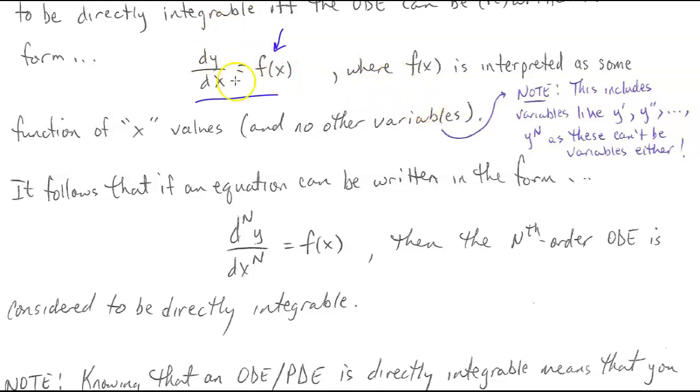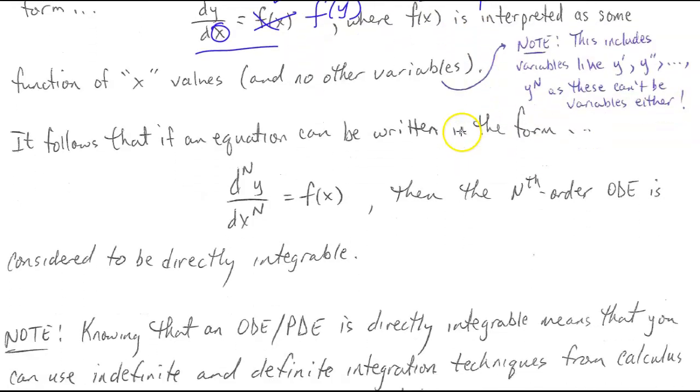we do not mean, let's say, a situation where we had dy over dx equal to f of y. This would not constitute a directly integrable type of equation. We're assuming here that y is a function of x. So whenever we say it is a function of a single variable, whatever this variable is, it has to be the independent variable that the derivative is being taken with respect to. So we want to make sure that we know that difference here.